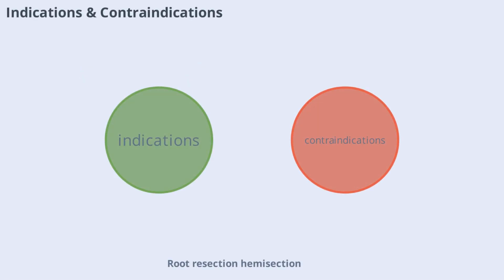Root resection, hemisection, and root separation are indicated in cases of severe bone loss affecting one or more roots, especially when regenerative procedures are not feasible. They are also used in cases of advanced furcation involvement or severe root recession.